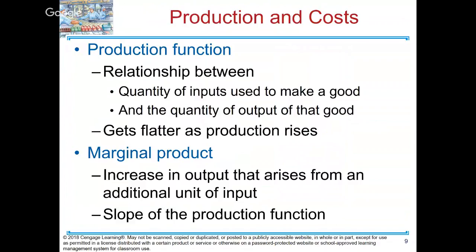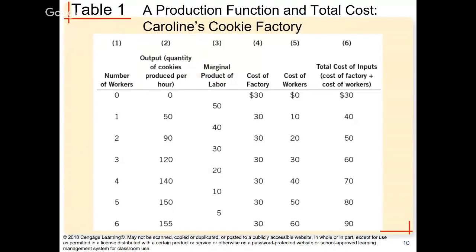Okay, so just how much more production you have from each additional unit of input. So one more worker, one more machine, one more location, how much additional production you have from each additional input. Okay. Now let me show you this table over here.